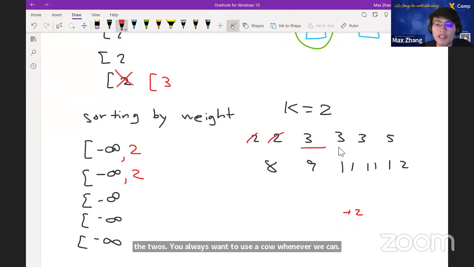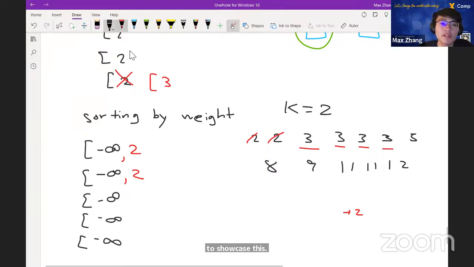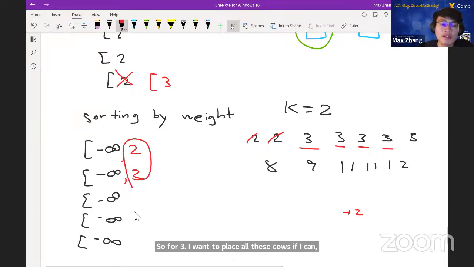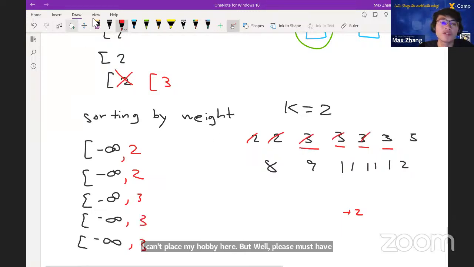Now we move on to weight 3. Actually, for the sake of example, I'm going to add one more cow of weight 3 just to showcase this. So for 3, I want to place all these cows if I can, but I only have 5 towers. I can't place them on top of here, but I'll place them on top of here. And now you can see I've used 3 cows. I've contributed plus 3 to my answer. Unfortunately, I have nowhere I can place this 4th cow, so we're just going to skip over it.